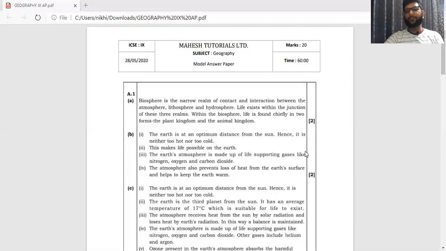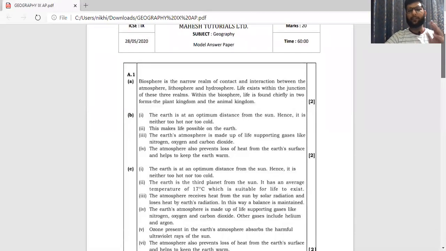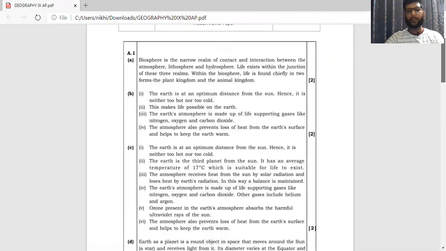Third one, the atmosphere receives the heat from the Sun by solar radiation and loses the heat by the Earth's radiation. In this way, the balance of heat is maintained. Fourth, the Earth's atmosphere is made up of life-supporting gases like nitrogen, oxygen, and carbon dioxide. Other gases include helium and argon. Now, if you notice closely, children, the 4th point and the previous answer's 3rd point are the same. That means the answers of B and C are quite relatable to each other, right? So any of these 3 points, that's the reason why I insisted on the first 3 points, even the 4th point to a certain extent resembles the next point. But at least the first 3 points, if you can write them down out here, it will be given correct.